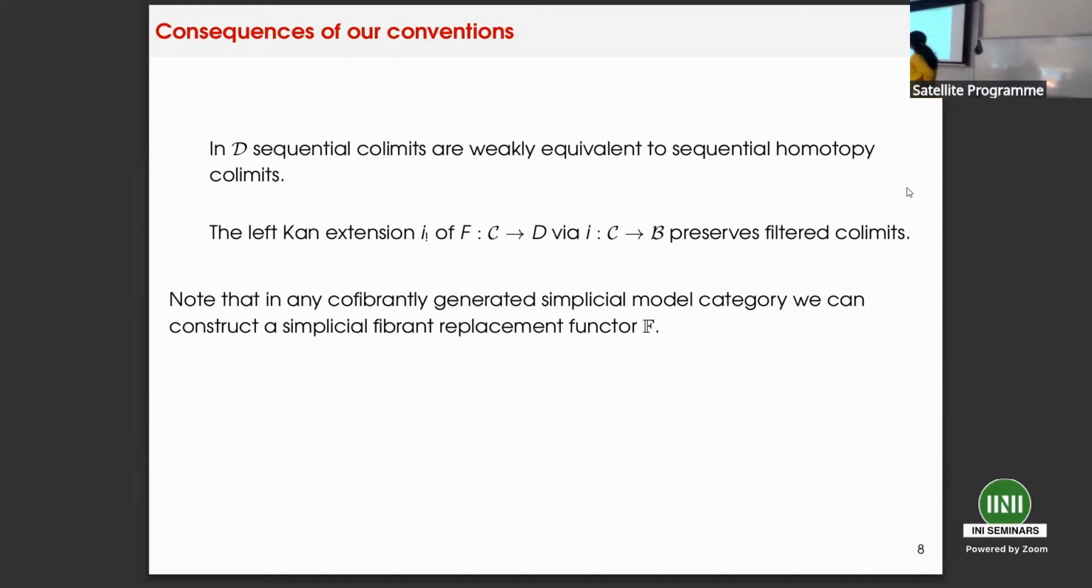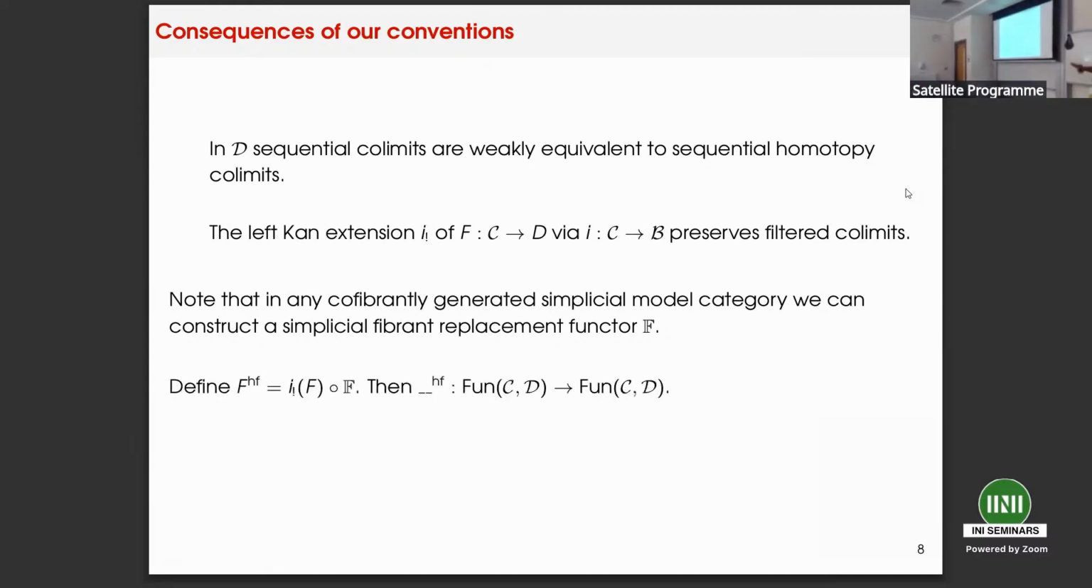What this allows me to do is that in any cofibrantly generated simplicial model category, I have a simplicial fibrant replacement functor. This was done by Biedermann and Chorny, but I want to say the simple version of this Q functor that one can think about. It takes any functor and makes it a homotopy functor. You take a fibrant replacement of the functor in D, and then you compose it with the Kan extension.